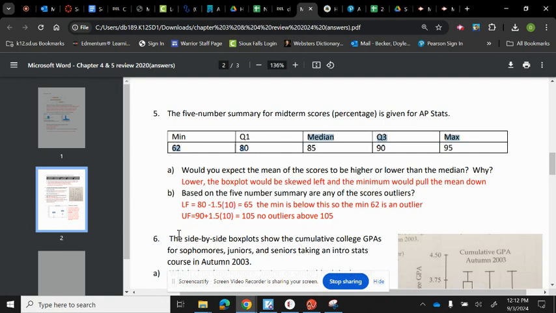Then you take the first quartile, 80, subtract 1.5 times the IQR, you get 65. Is there any data below 65? Yes, 62 is an outlier because it's below the fence limit. Now you have to show work for both fences. Upper fence, 90, plus 1.5 times 10 is 105, and the maximum isn't beyond that. So the fence would be up here beyond the maximum, so there's no outliers above that one.